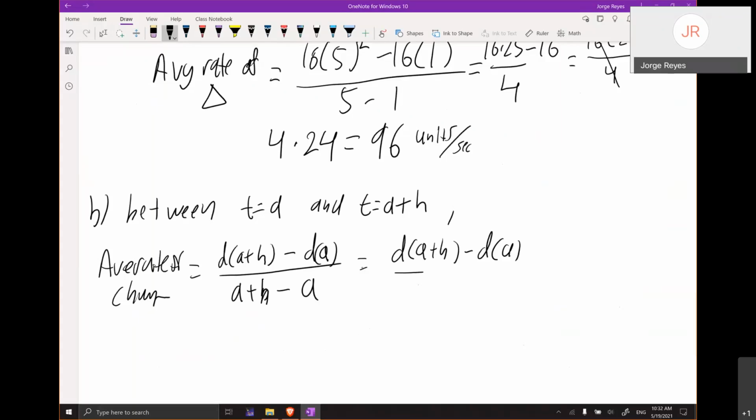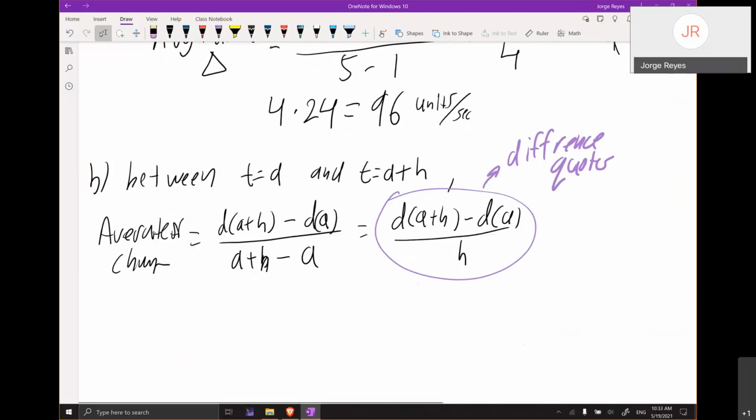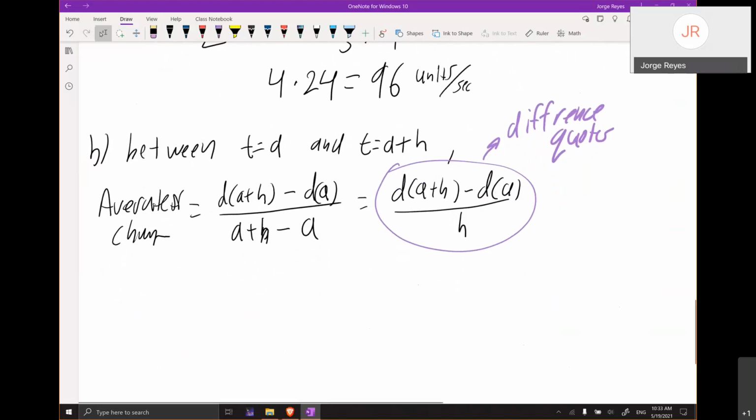Especially if d was a function like f. That's the difference quotient. So hopefully you have your notes pulled out and you can look back a couple of pages and be like, oh yes, that is the difference quotient. So average rate of change is actually very much related to the difference quotient. So this essentially is me asking you to find the difference quotient. But let's do it.